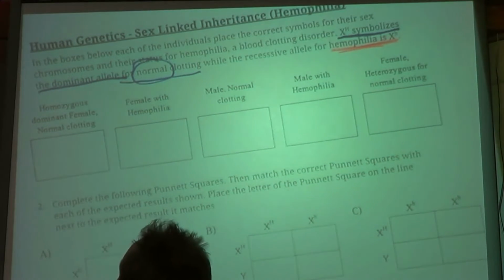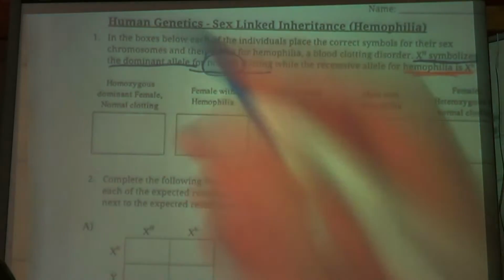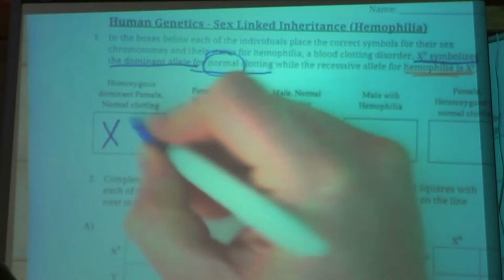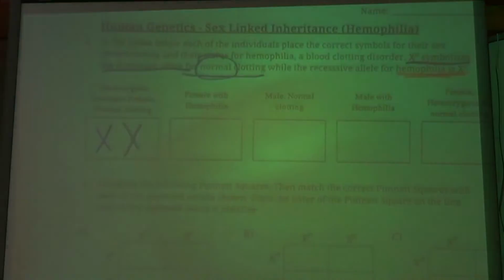So, it says a homozygous dominant female for normal clotting. Female, is that XX or XY? XX. If there's a Y, it's a guy. Okay, so that is a female, so it's XX.